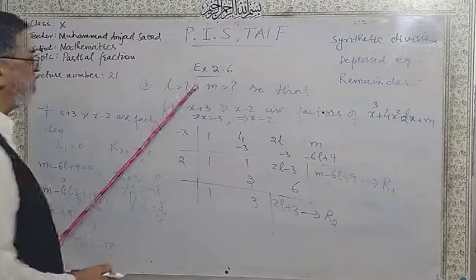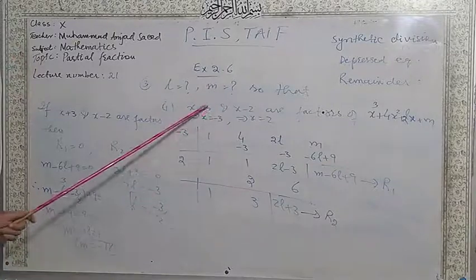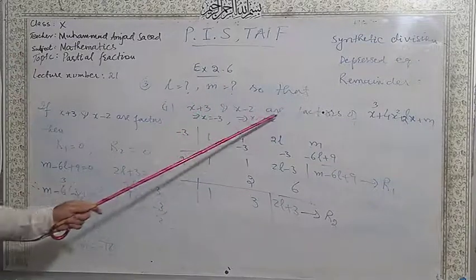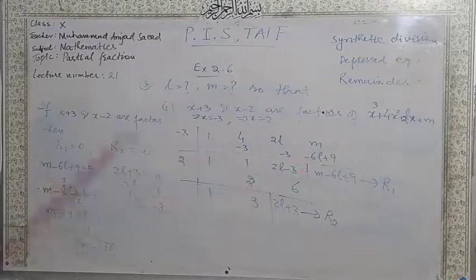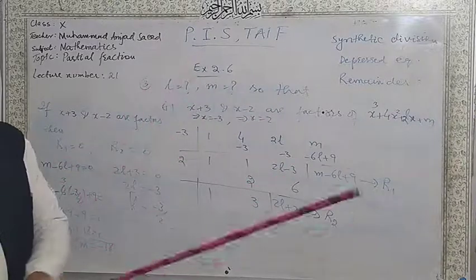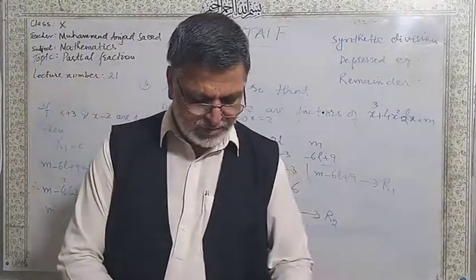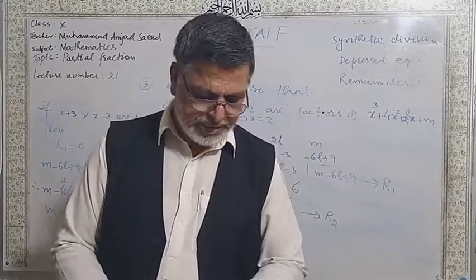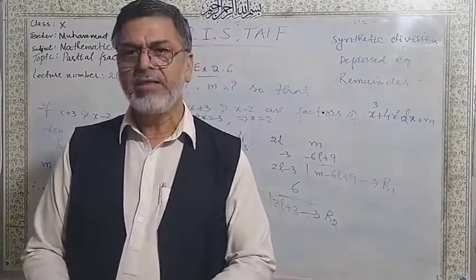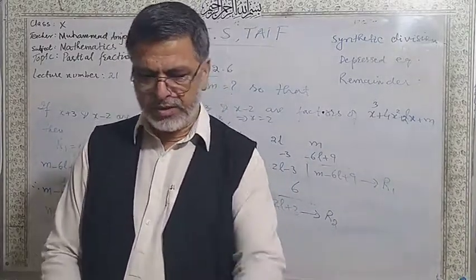So these are the values of L and M so that these are factors. If they are factors, then the remainder is equal to 0, and from the remainder 0 you find the values of L and M. I hope that you can do the other parts of this question, up to question number 3, by yourself.